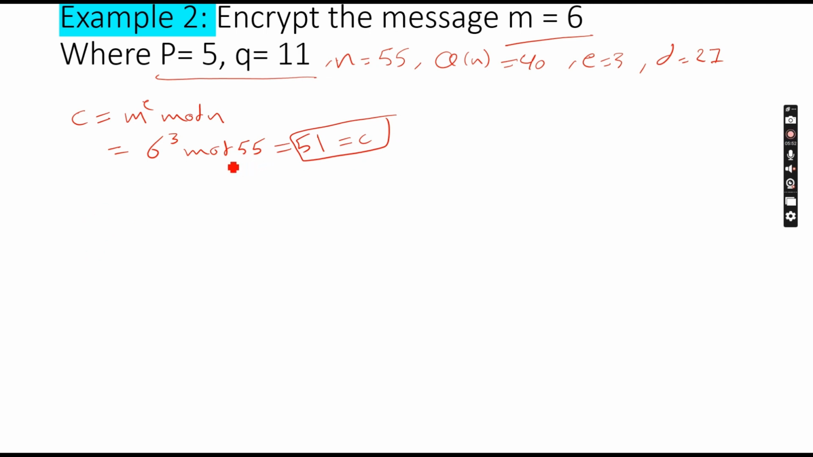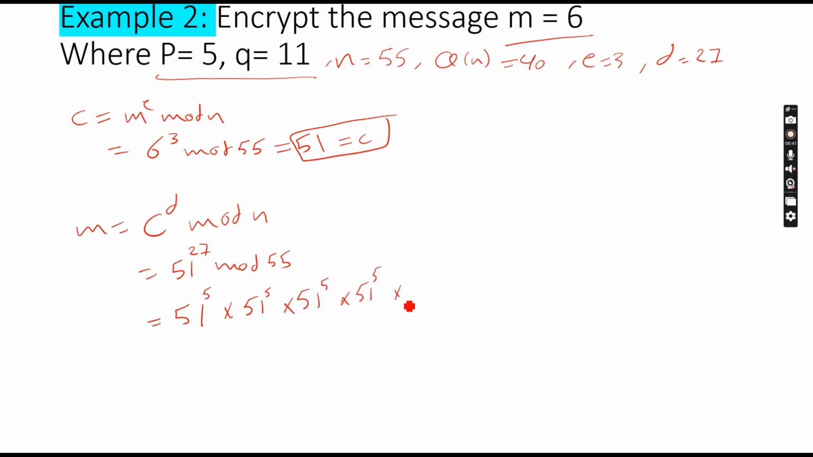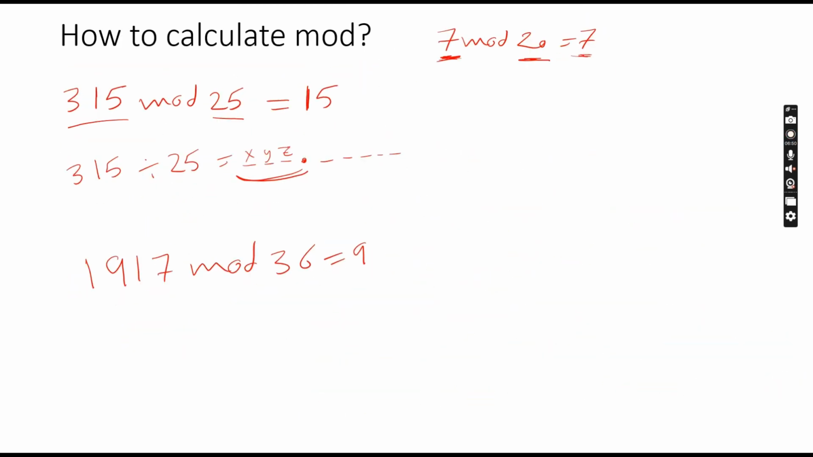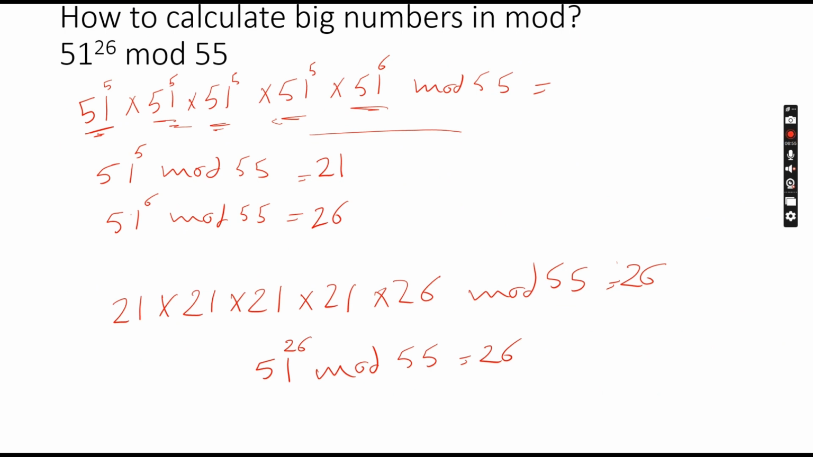Now you send the ciphertext to the receiver, and then the receiver wants to read the message. So the receiver should decrypt. Decrypt means that M equals C to the power D mod N, where C is 51, D is 27, mod N, which is 55. This one is big, so it will be 51 power 5 multiplied by 51 power 5 multiplied by 51 power 5 multiplied by 51 power 5 multiplied by 51 power 6 mod 55. I think we calculated this one before. Which is here. So the answer is 26.